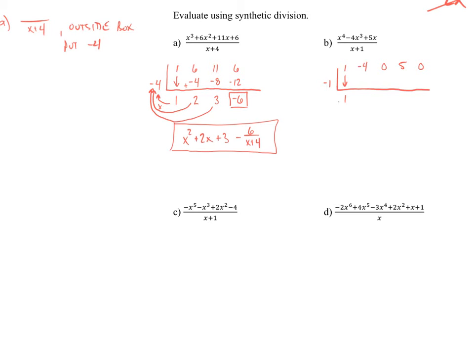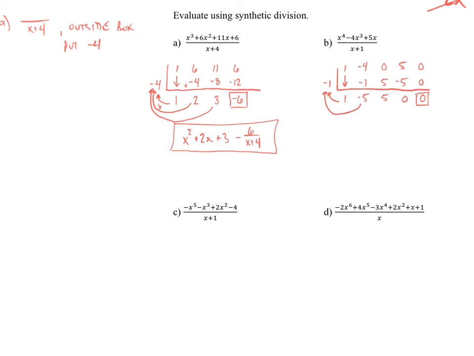And then I have to do 1 times negative 1. Now I have to do negative 4 plus negative 1. Then I have to do negative 5 times negative 1. Then I add. Then I multiply. Then I add. Then I multiply. Then I add. All right. This last term is my remainder.